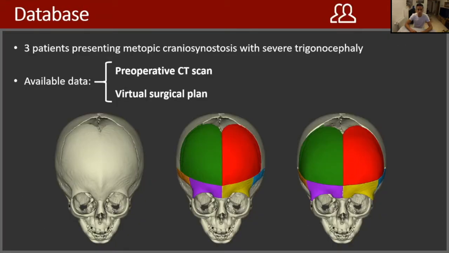Regarding the database available for this study, we included the data of 3 patients presenting metopic craniosynostosis and diagnosed in our center. The available data for each patient includes the preoperative CT scan and a virtual surgical plan, which has been customized and defined by specialized craniofacial surgeons. This virtual plan includes the definition of the osteotomy, so where to cut the bone tissue, and also a definition of the target shape that the surgeons want to achieve after surgery.